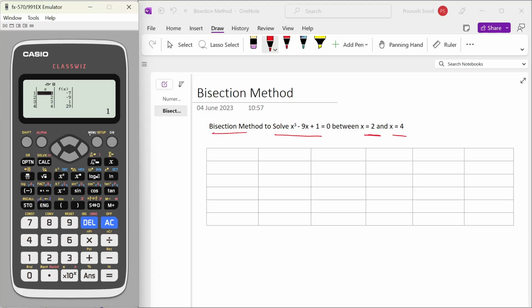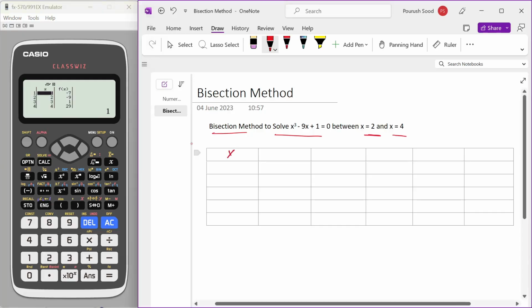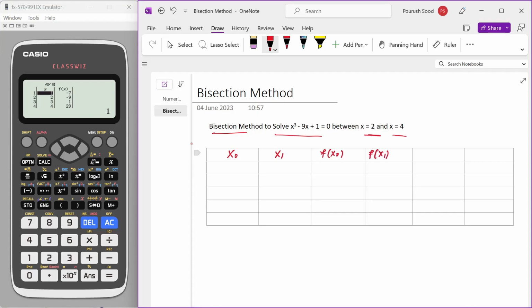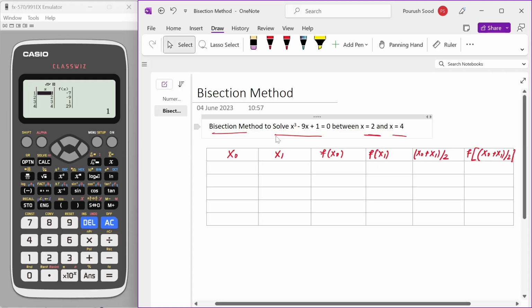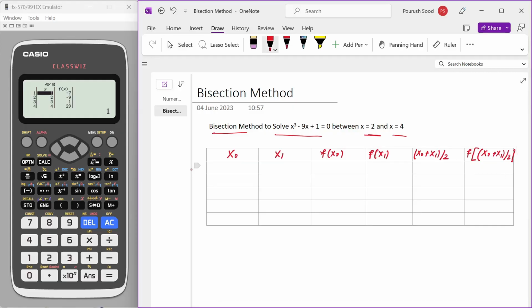What this table gives us is that for x equal to 1, the value of f of x is minus 7. For 2, it's minus 9, and so on. Now in our table, we make the following columns: x0, x1, f of x0, f of x1, (x0 plus x1) by 2, and f of (x0 plus x1) by 2. We need to start with x equal to 2 and x equal to 4, so x0 is 2 and x1 is 4.